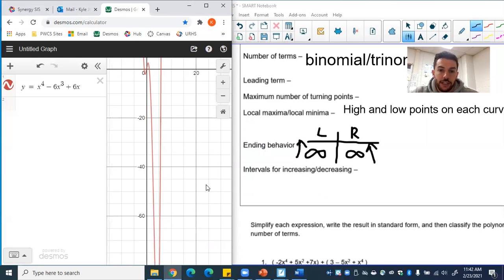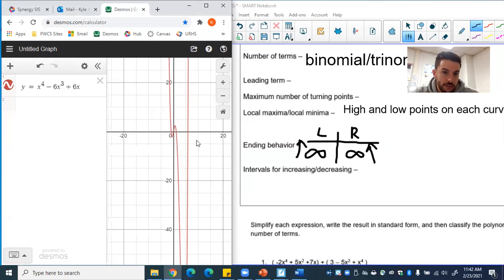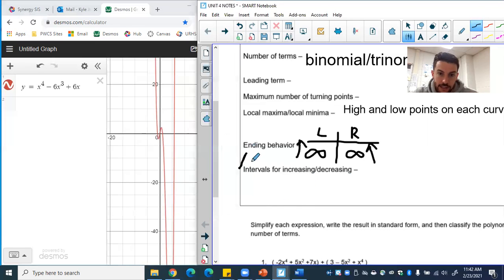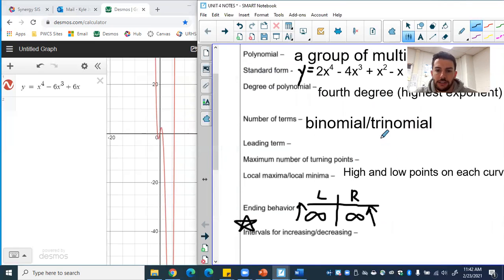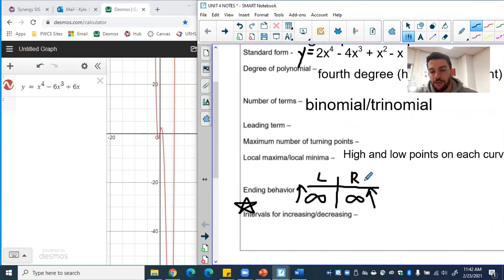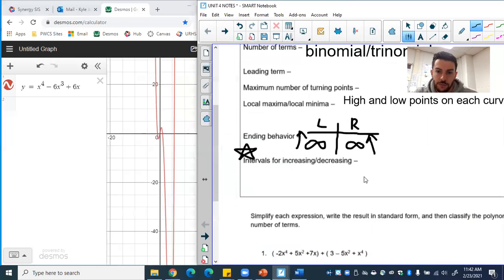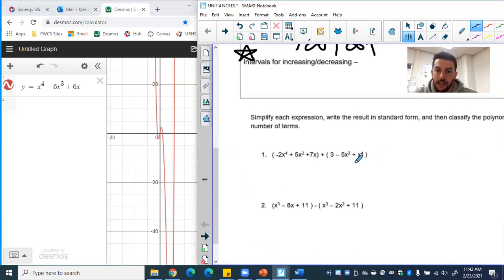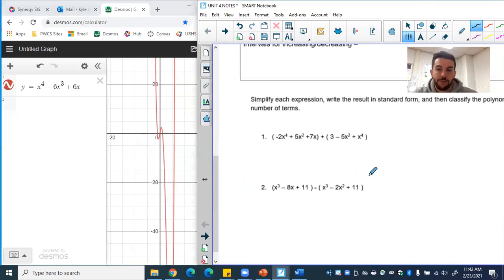And then intervals for increasing and decreasing. This can be tricky, okay? This can be tricky, and I'll actually have to pull up another picture here to highlight that. I'll do that in a second, but that is going to be a tricky one to explain with Desmos. But just talking about these parts of the graph and these different new vocabulary terms, that's what we have. I'm not going to go over this, just writing a polynomial in standard form.